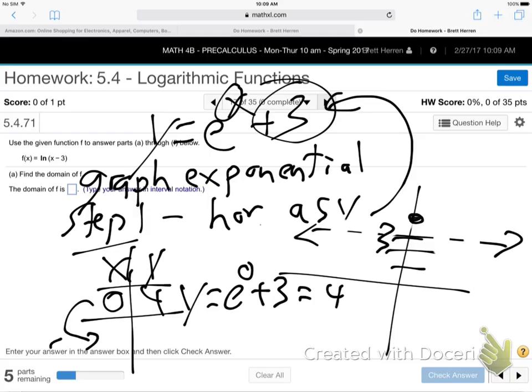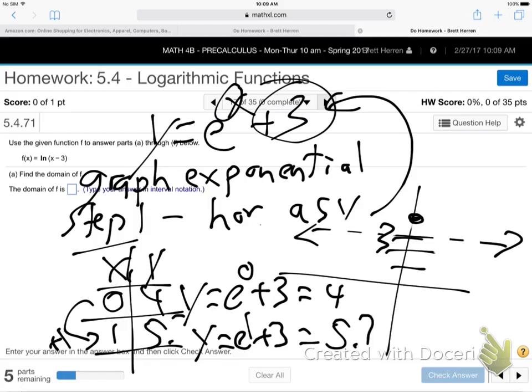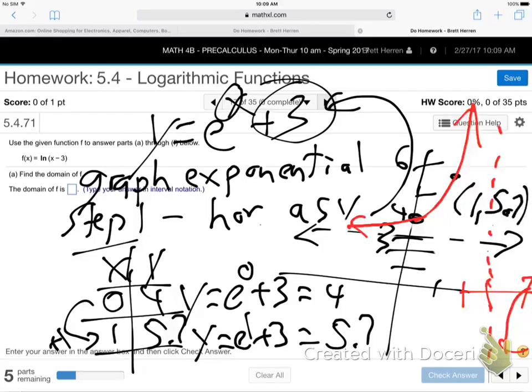Then what do we do? We add 1. This is all the same stuff. Add 1, plug it in, e to the 1 plus 3. Just use your calculator. 2.7, so 5.7. So 5.7, just under 6. This is 4, 5, 6. So over 1.